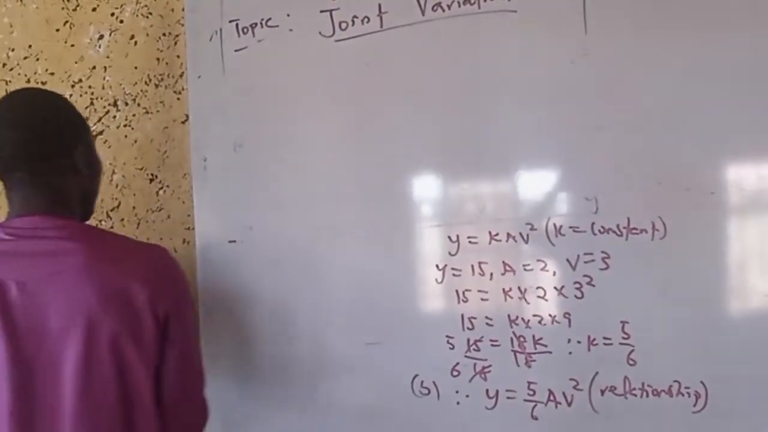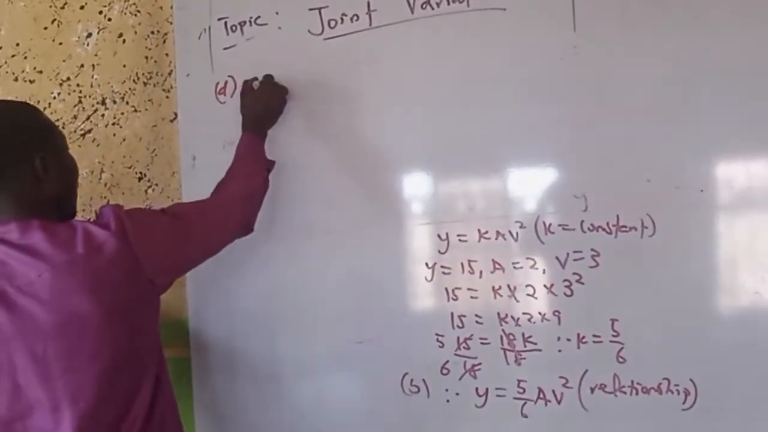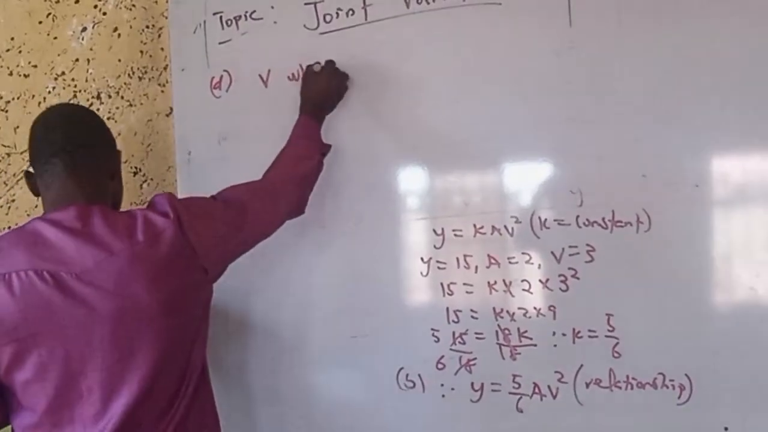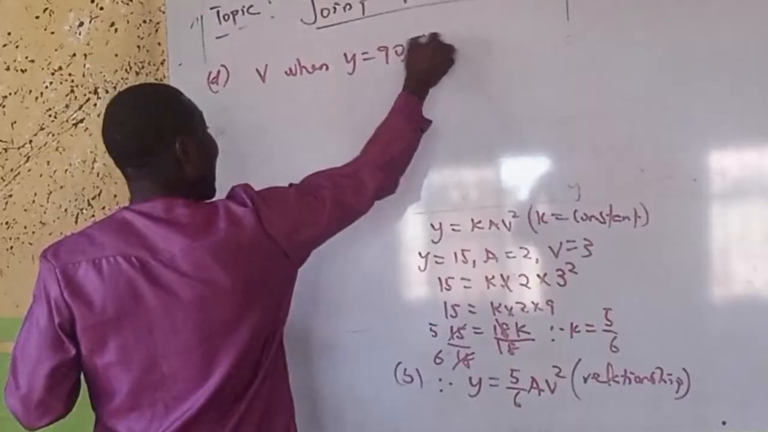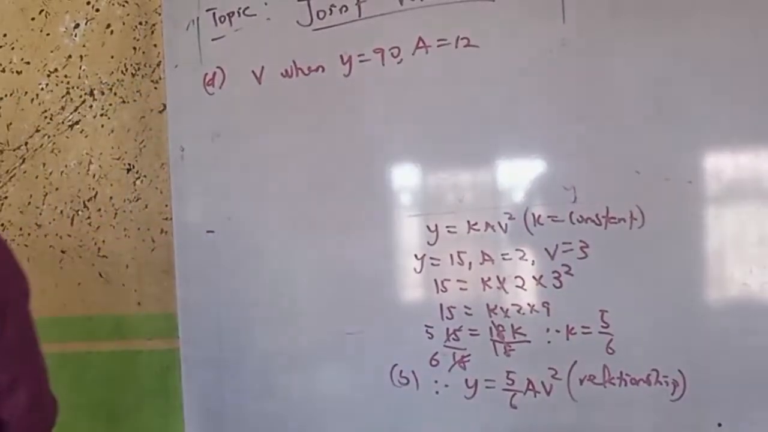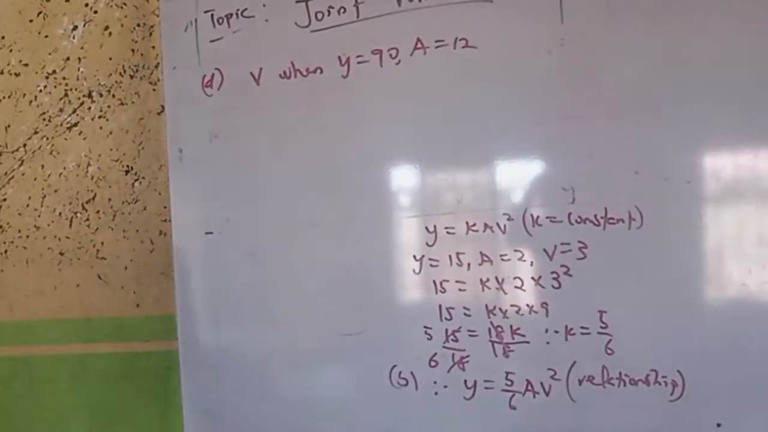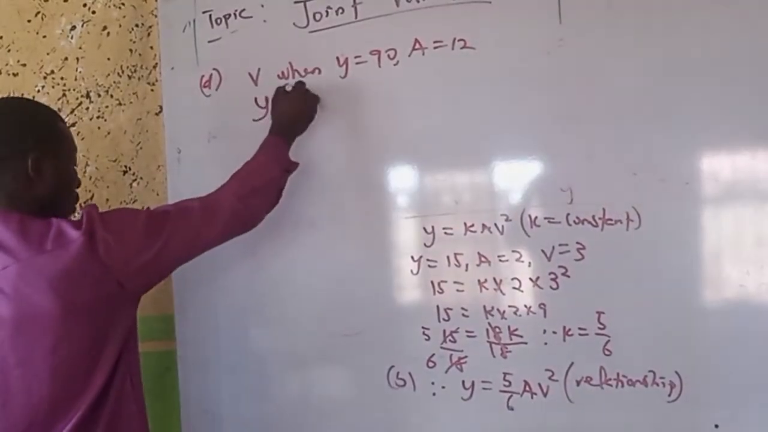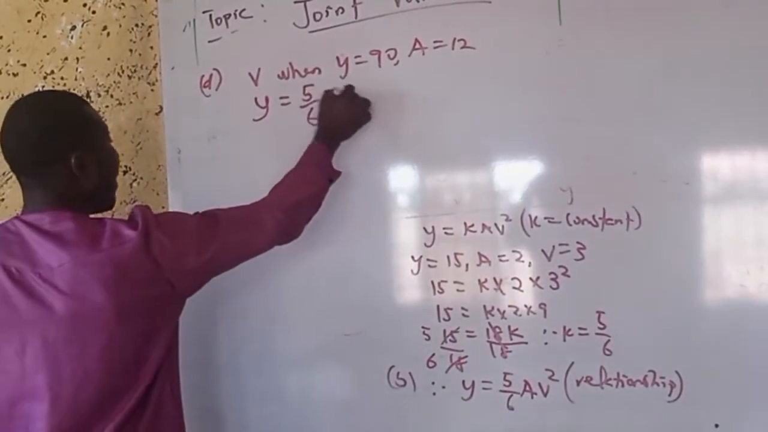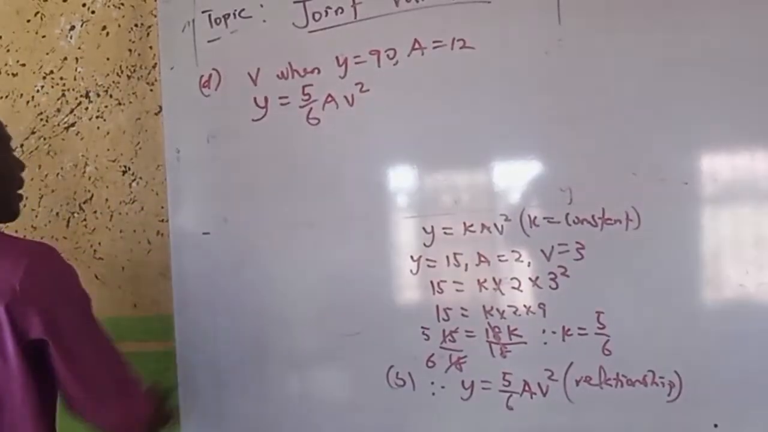That's question D: the value of v when y equals 90 and a equals 12. That's what we have there. And how do we get this one? Go back to the relationship, which says y equals 5 over 6 av squared. That's what we have there.